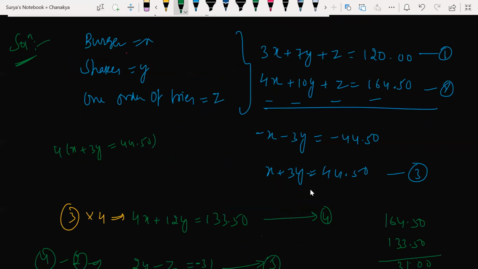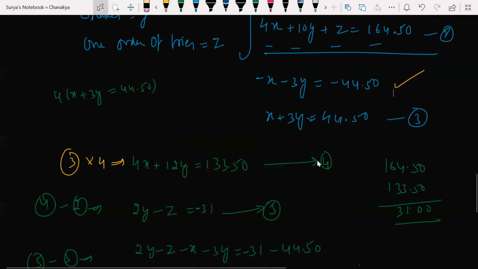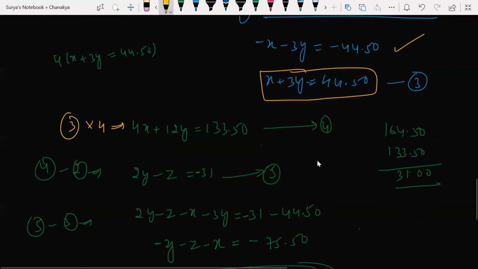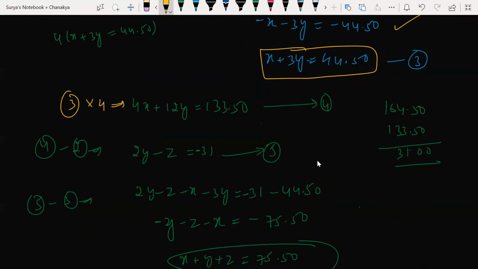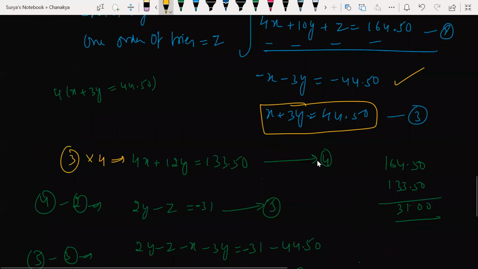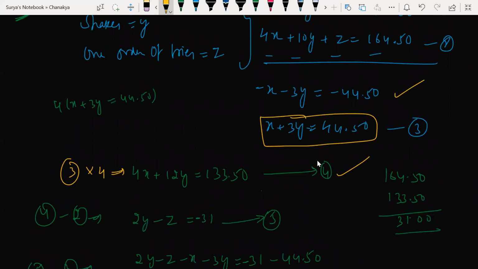So from the first, minus x minus 3y, here minus 44.50. Cool. So multiplying minus on both sides, I took this third equation. So multiplied the third equation with 4. I got this. The fourth equation, I got this. Subtracted 4 from the 2. 4 minus 2 I did. Okay. Subtracted 2 minus 1, 2 from 4.